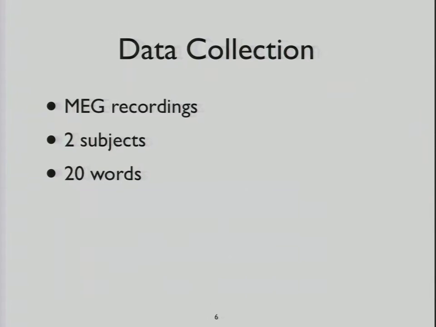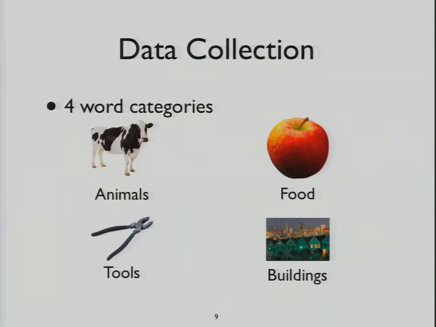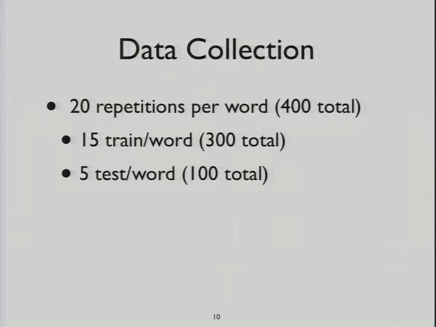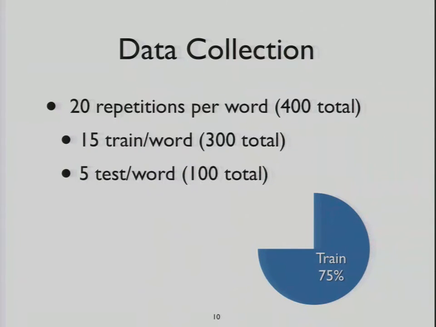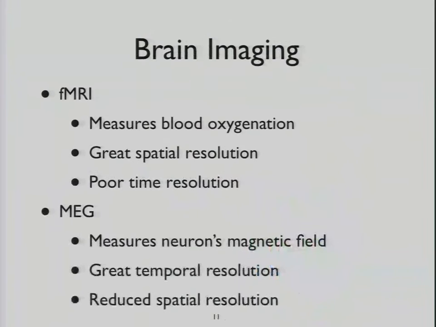So we have MEG recordings of two subjects in the MEG scanner viewing 20 different words. The words fall into four word categories: animals, food, tools, and buildings. For each of the 20 words, we have 20 single trials, for a total of 400 single trials. We're going to use 15 of the single trials from each word to build a word model, and we'll use the remaining 5 for testing. So 3/4 train, 1/4 test.